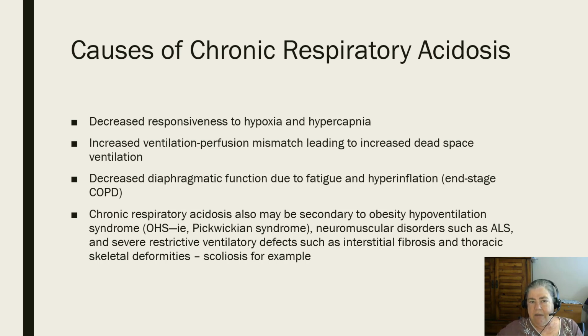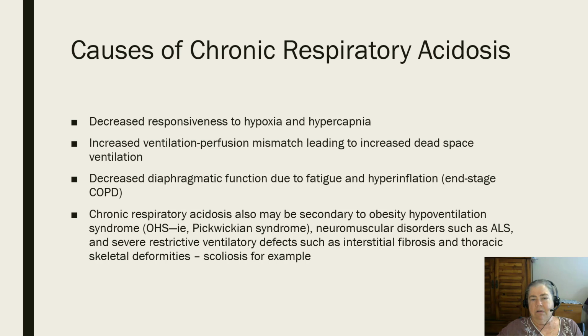So, to the hypoxic drive and to the increase in CO2. One of the things that can cause that is a ventilation perfusion mismatch, where we have areas that are being ventilated but not perfused. We can have a decrease in the ability of the diaphragm to work in end stage COPD. And then there are some other things that can cause chronic respiratory acidosis.